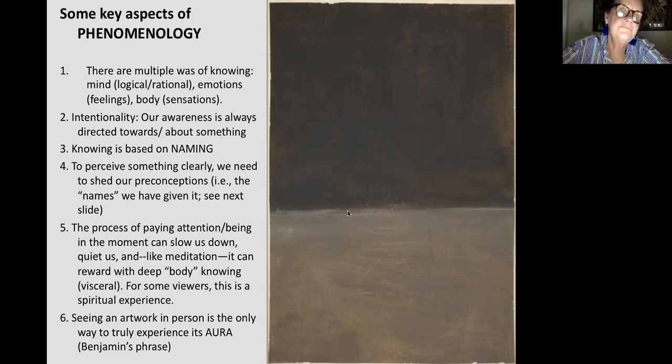Number 4, to perceive something clearly, we need to shed our preconceptions, which is to say the names we have given it. For me to give you the name of Mark Rothko in reference to this painting calls forth all of your long-held previous associations with that name and with his art. And they veil your looking freshly at this work. So we have to shed those preconceptions in order to really see something.